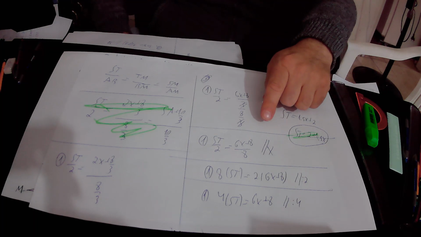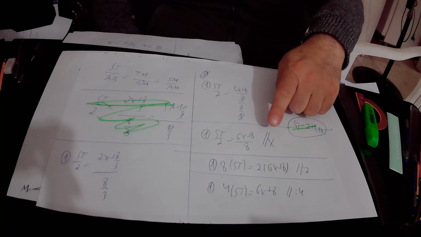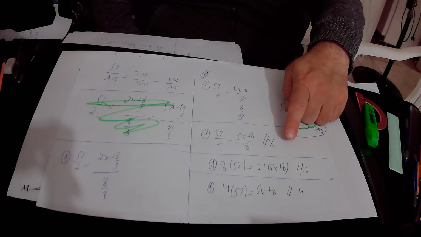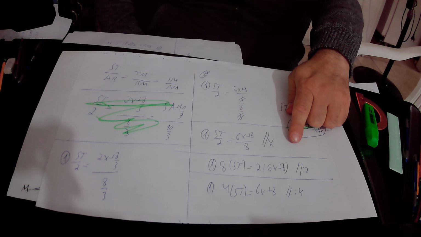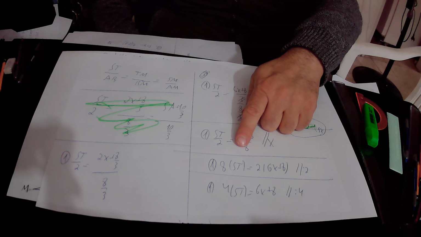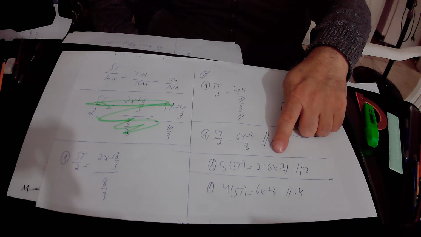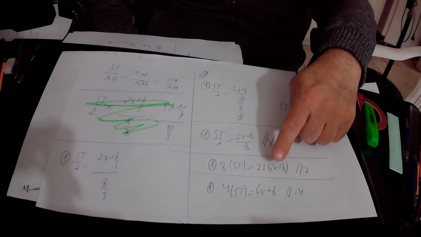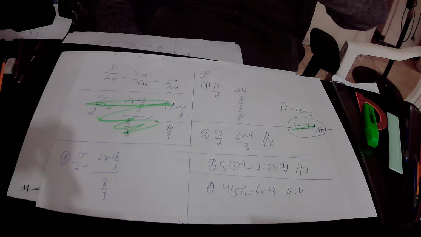Here, of course, we multiply this equation 1, and find out that 8 times ST equals 2 times 6x plus 8. Here we divided this equation 1 by 2, and finally found out that 8 over 2 is 4, so in total on this side of the equation we have 4ST, and 2 over 2 is 1, so on this side of the equation we are left only with 6x plus 8. So we found out that 4ST equals 6x plus 8.